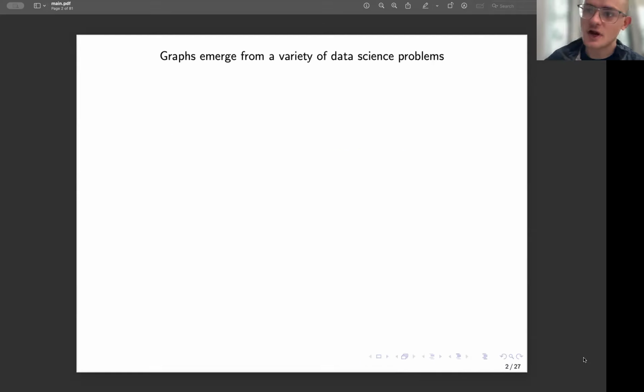As a bit of an appetizer, I want to talk about a few toy examples of what I'm going to call graph-based data science problems, or data science problems that involve graphs. And all of these examples are things that have emerged, particularly in my research, but as instances of broader methods, broader problems as well.